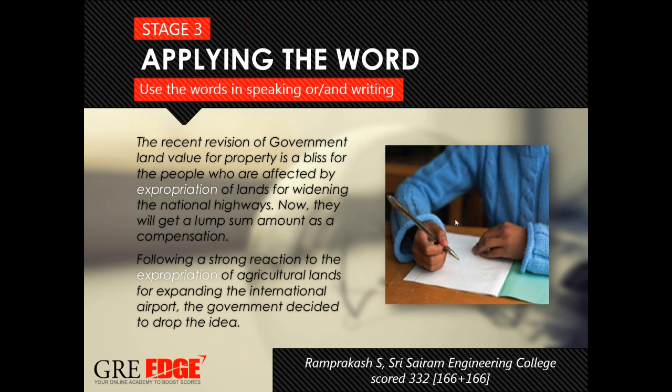Again, I'll give a small excerpt from a newspaper article, to show how it is used in a sentence. The word expropriation. The recent revision of government land value for property is a bliss for the people who are affected by expropriation of lands for widening the national highways. Now they will get a lump sum amount of compensation. Do you see how this word is used in a sentence, guys?